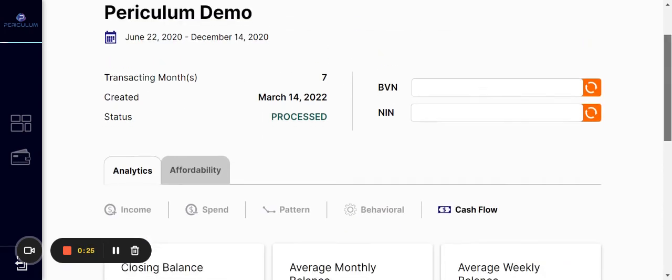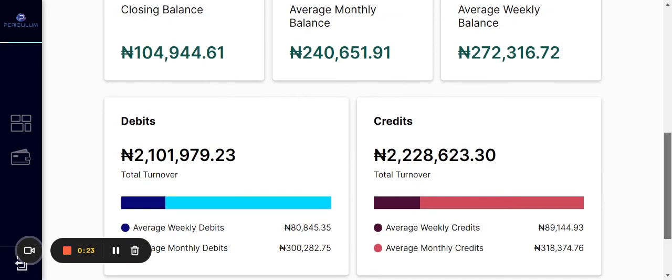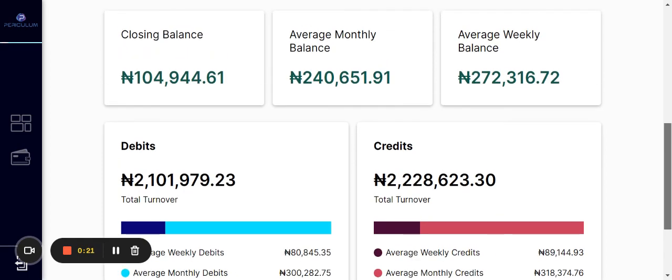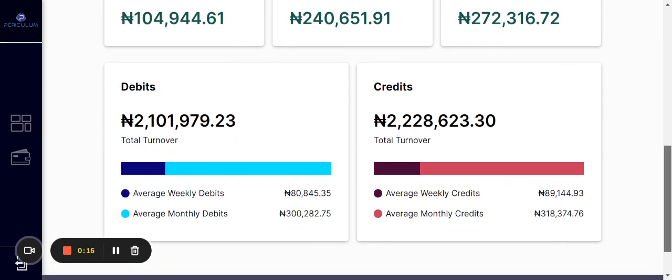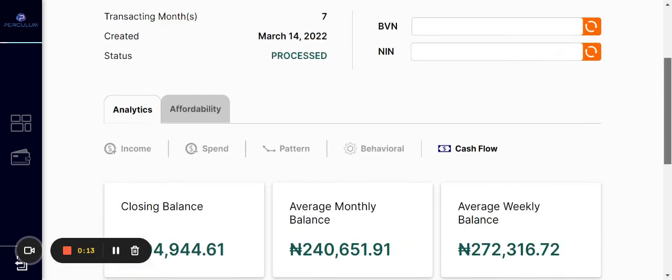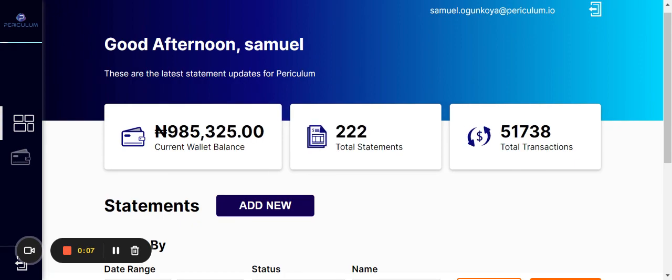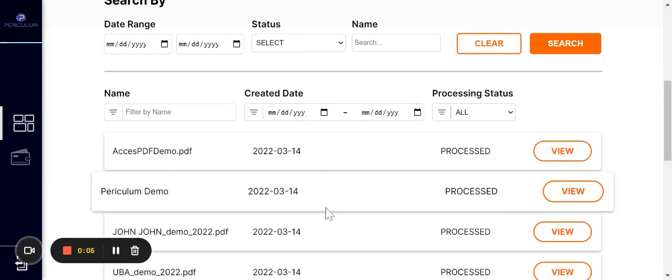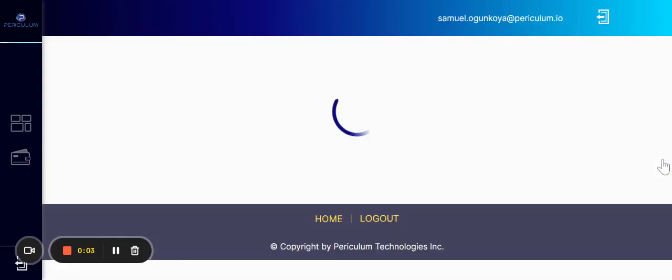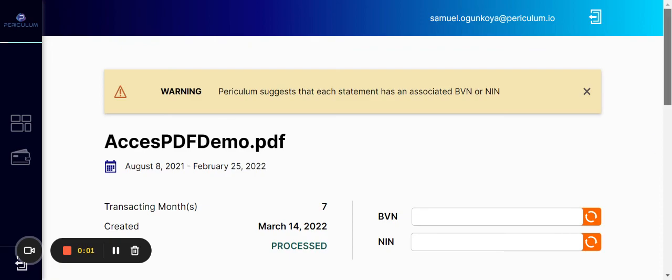And then last is the cash flow. The cash flow typically just shows you how much is coming into the account and how much is leaving the account. You're able to see the closing balance, the average monthly balance, the average weekly balance, and of course the credit total turnover and debit total turnover. That is it for the analysis. I'll show you the affordability, but before then, the PDF bank statement is done analyzing.